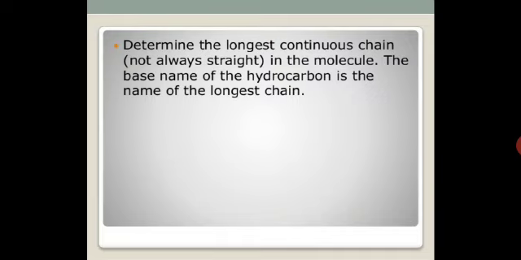In naming, the first thing you ascertain is to determine the longest continuous chain. Most of them are not always straight in the molecule. The examiner can decide to confuse you by bending it somehow, but you look for the continuous chain that is longest. The base name of the hydrocarbon, that's the backbone, is the name of the longest chain.